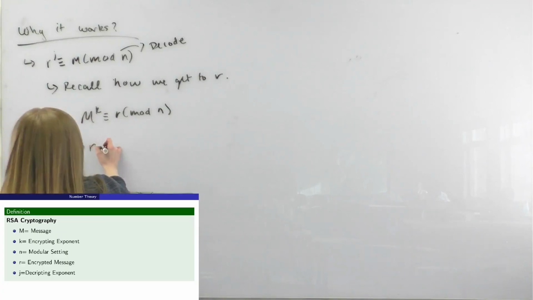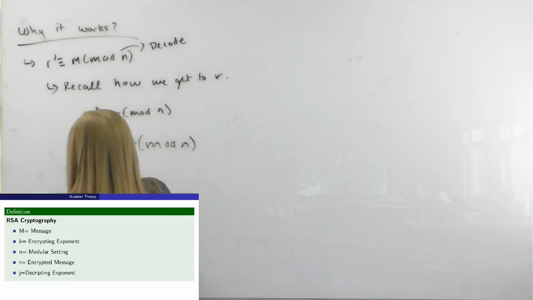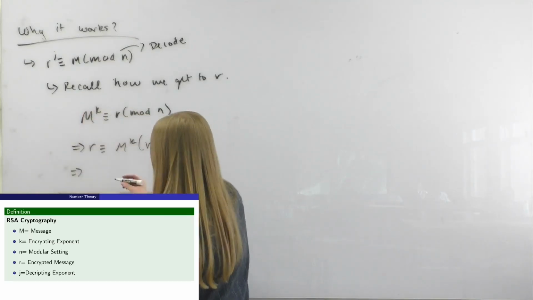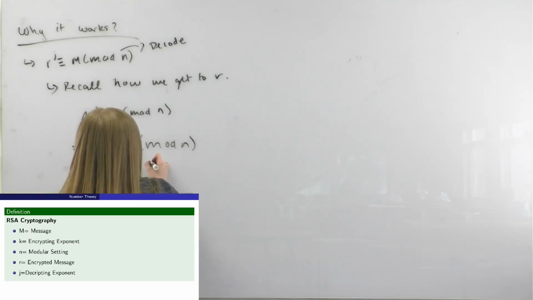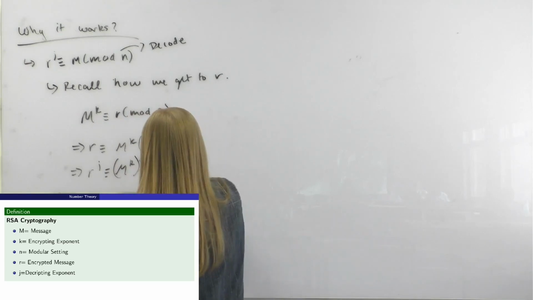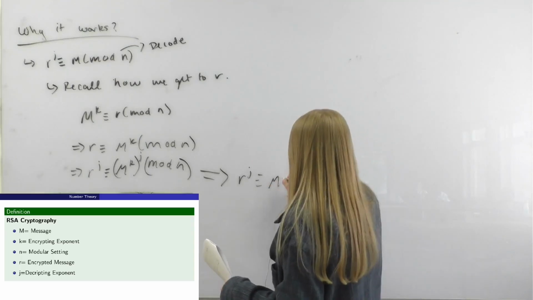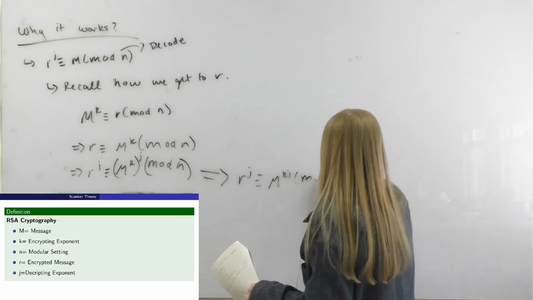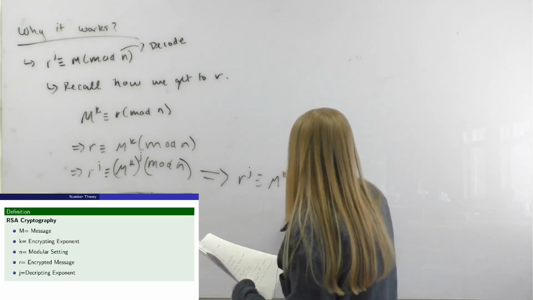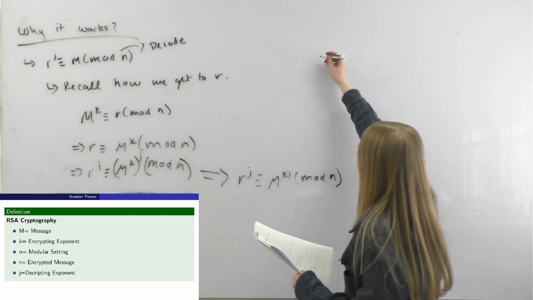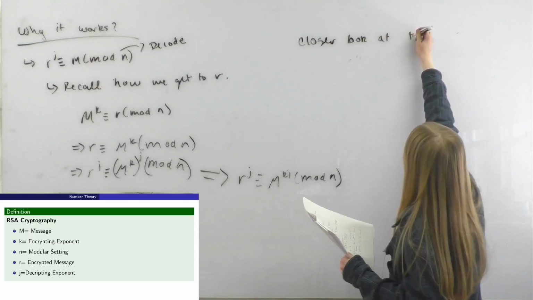So this implies that r is congruent to m to the k mod n, which implies we could raise both sides to the j power. So r to the j is congruent to m to the k to the j mod n, right? And this implies that r to the j is congruent to m to the kj mod n. Okay. Wonderful. Next, we're going to take a closer look at kj.